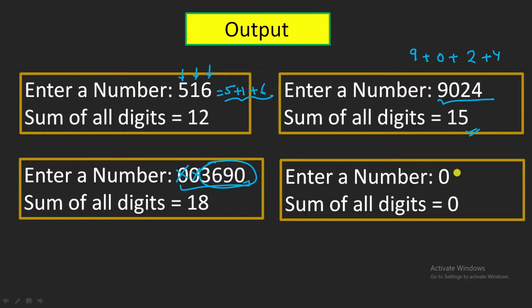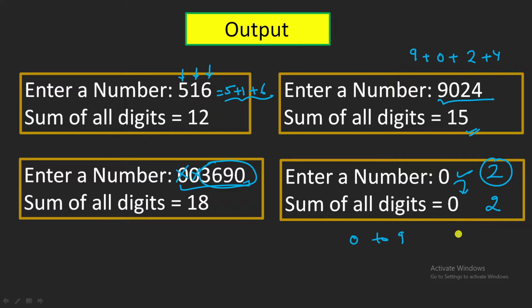Correct? And if we enter the number 0, then what is the sum? 0 has only a single digit, so the sum of digits is 0. Likewise, if we enter the number 2, we get the sum also as 2 because it is a single digit number. For all the numbers from 0 to 9, we will get the sum as that number only. If we enter 3, we get the sum of the digits as 3 only, right? So this is the output that we want.